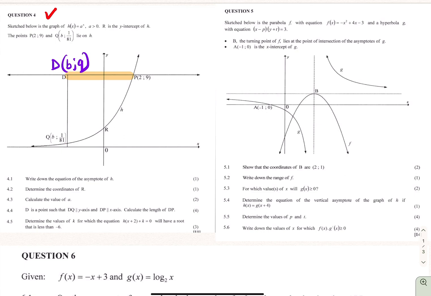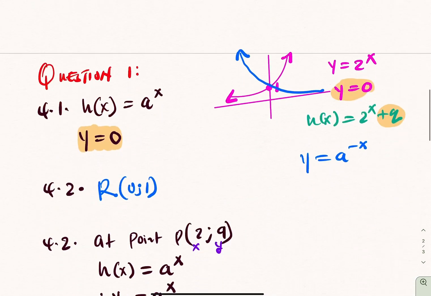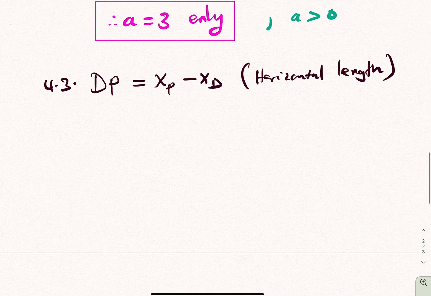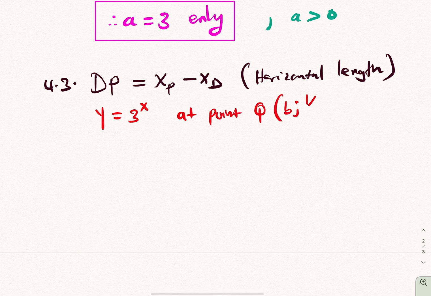So it's going to be very easy for me to find the value of B if I have the y value of that. Plus now I have the value of a, so I can really do that. So I'm going to say this is y equals 3 to the power x, but at a point Q. So what is Q? Q is (B, 1/81). This should be 1/81 here.